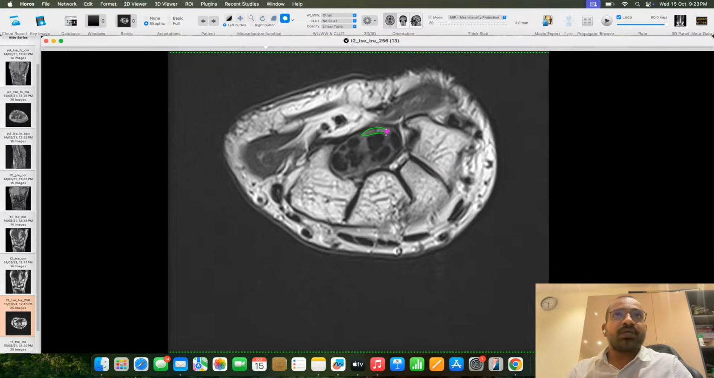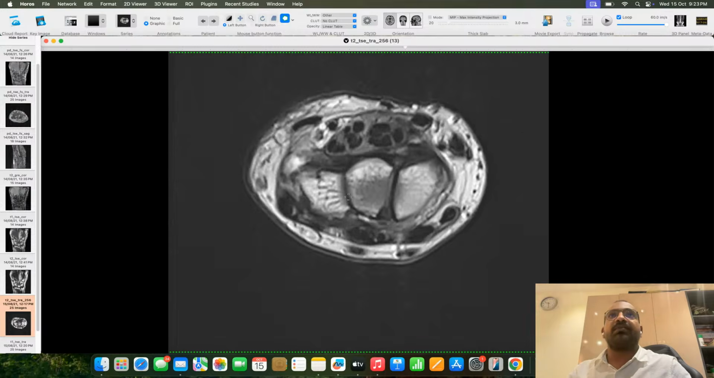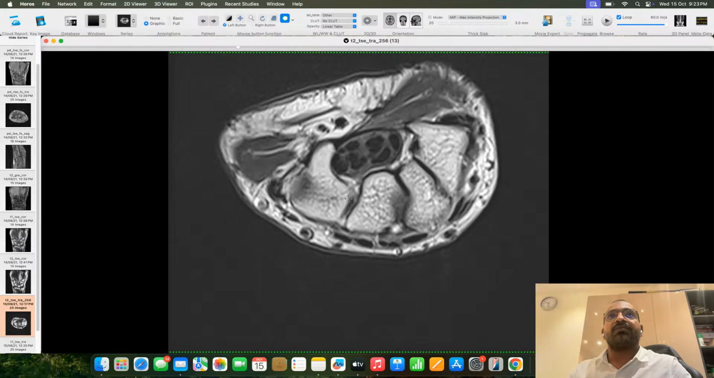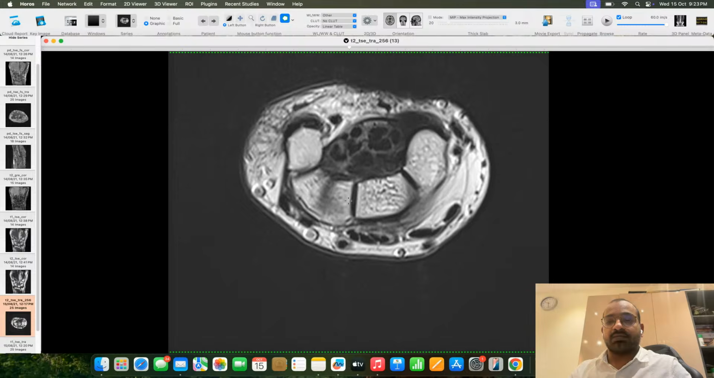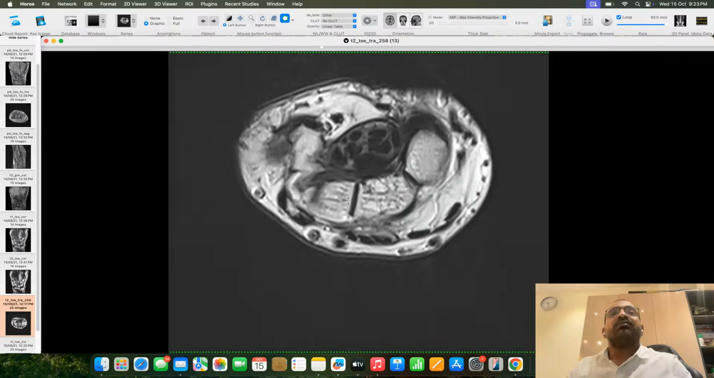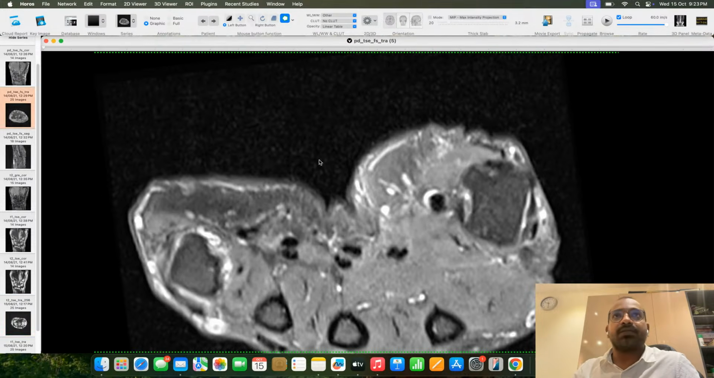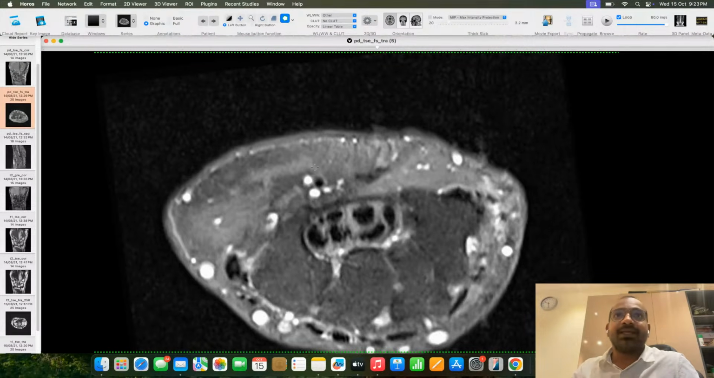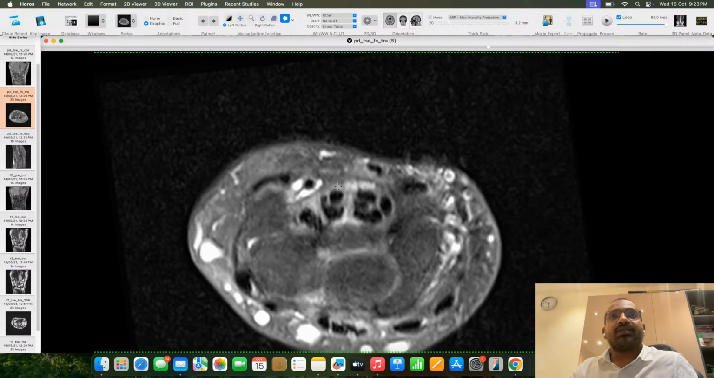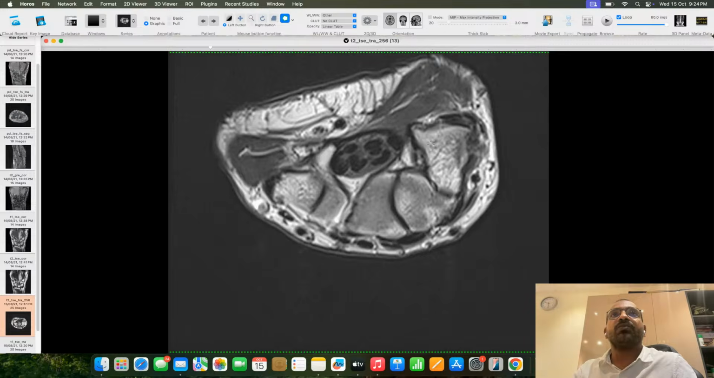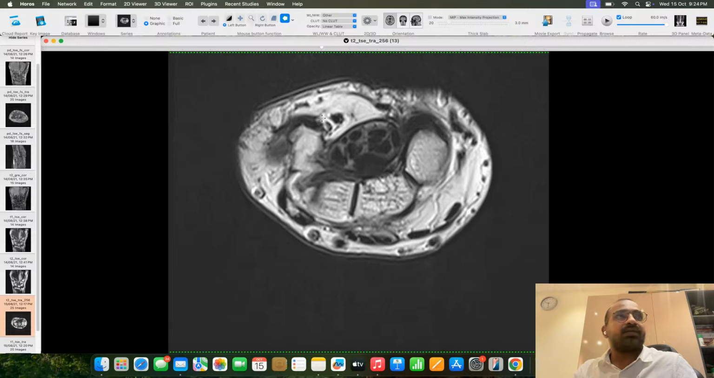I'll show you the case again, and just tell me if I'm missing anything in this case. I'm just scrolling through. After that, I'll also tell what other ratios we need to look at for carpal tunnel syndrome. I'm showing all the sequences. Please go through. This is the PD axial, this is T2. Am I missing anything? Just let me know.